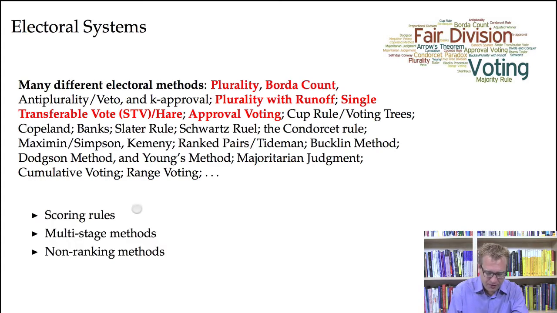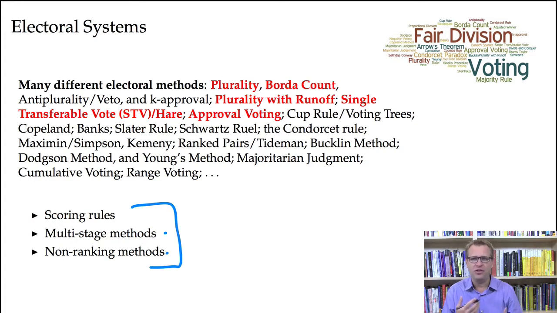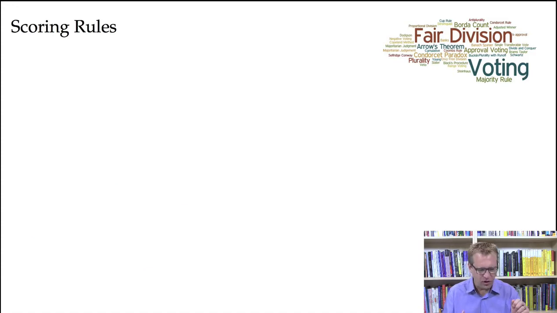So there are three types of methods we're going to look at here. We're going to look at scoring rules, multi-stage methods, and non-ranking methods. And these each differ in the information that they require from the voters, but also how they calculate who the winner is, even if they're given the same information. So let's start with scoring rules. The way scoring rules work is they require the voters to rank all of the candidates. Then each candidate is given a score from each voter, and that score is calculated from the ranking that the voter gave. That's the voter's ballot.